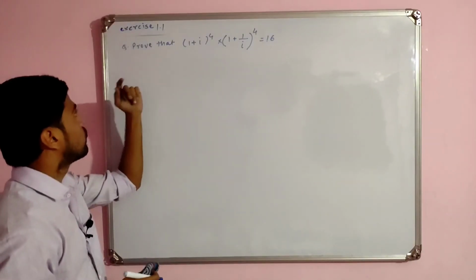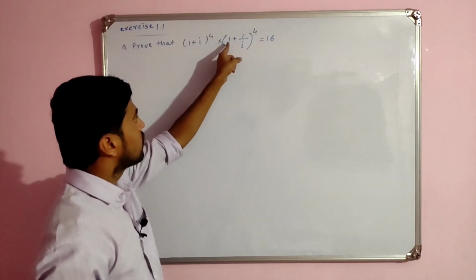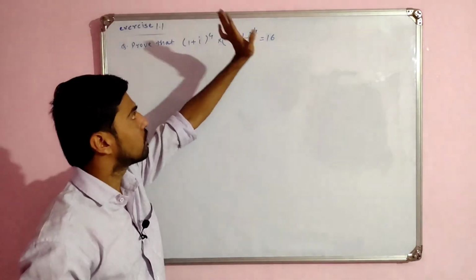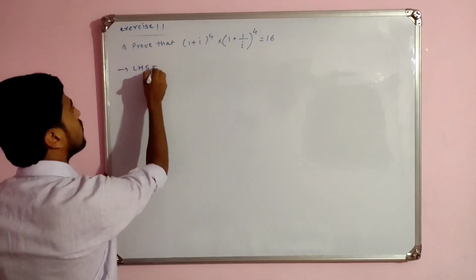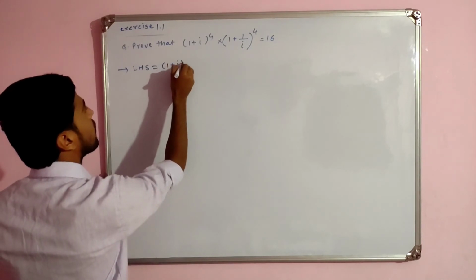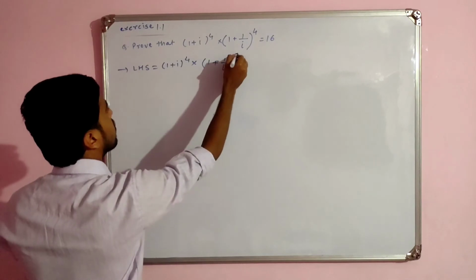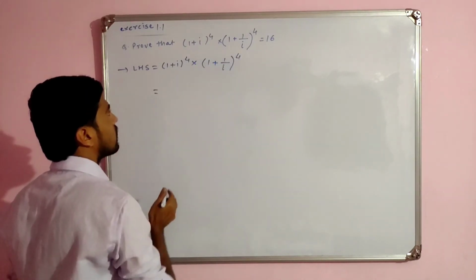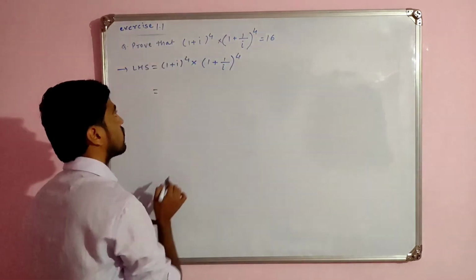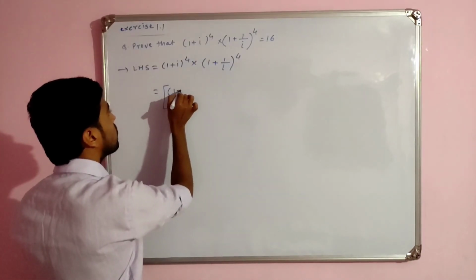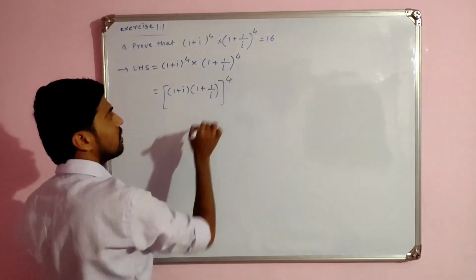Next question, prove that (1 plus i) raised to 4 into (1 plus 1 upon i) raised to power 4 is equal to 16. So taking LHS, solution, taking LHS is equal to (1 plus i) raised to 4 multiplied by (1 plus 1 upon i) raised to 4. Now what has happened here is this also has a bracket raised to 4, multiplied by this bracket raised to 4. Okay, so I combine both here, (1 plus i) into (1 plus 1 upon i), raised to 4.